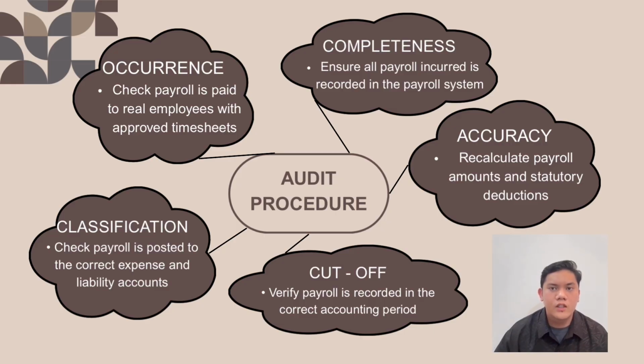Finally, for classification, the auditor checks whether payroll expenses and related liabilities are recorded in the correct accounts by reviewing payroll journal entries and posting to the general ledger. The auditor ensures that salary, wages, benefits, and statutory deductions are properly classified. As such, the financial statements present payroll information accurately.